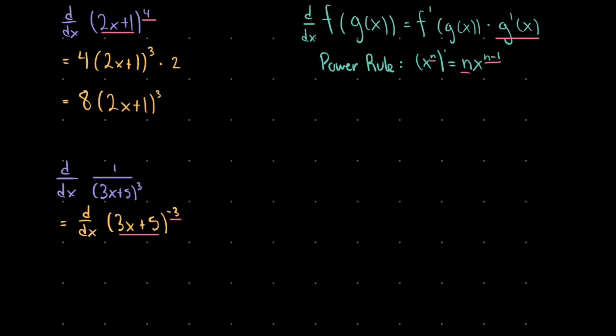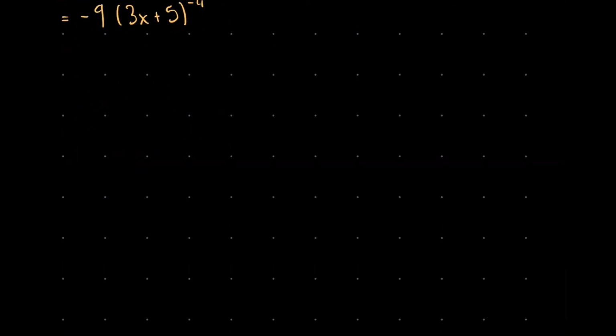And so by using the chain rule, first we take the derivative of the outer function. We have minus 3 times (3x + 5). And the exponent gets reduced by 1, so we have minus 3 minus 1, that's minus 4. And we multiply this by the derivative of the inside, 3x + 5, and that's just 3. And by rearranging, we get minus 9 times (3x + 5) to the power of negative 4.